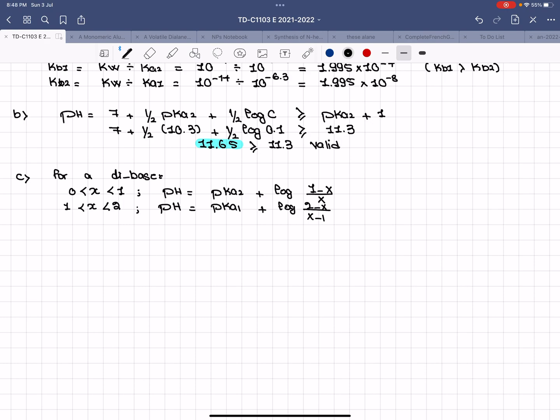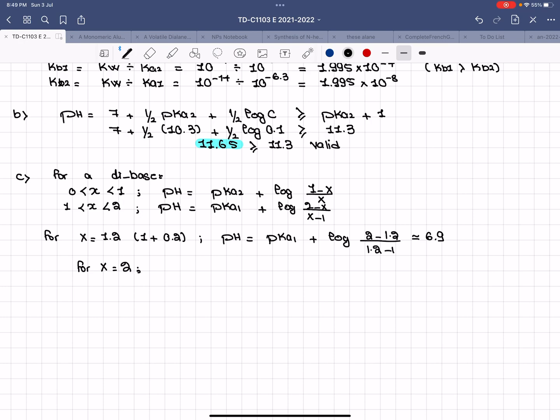Okay, so for X equals 1.2, it's 1 plus 0.2, before the second equivalence but after the first equivalence. The pH is determined by pKa1 plus log of (2 minus 1.2) divided by (1.2 minus 1). This is your pH, which is around 6.9. That's basically your pH.